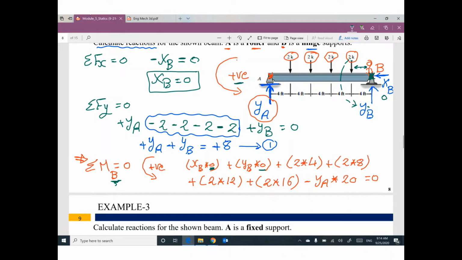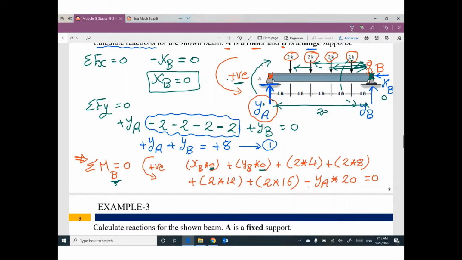Remember, I'm at B. The second force, 2 times this total distance, 8. The third one, 2 times 12. The first one, 2 times 16. And then YA times the total distance, which is 20. And remember, YA times 20 will rotate like this, which is clockwise. You assumed counterclockwise is positive, so clockwise will be negative.